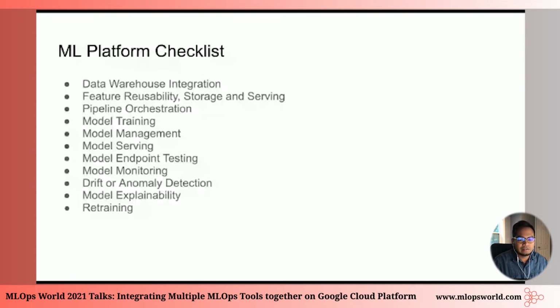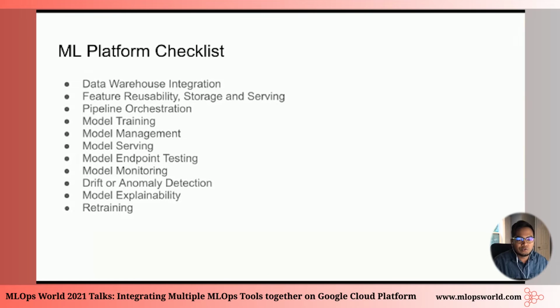The next thing is the feature store. We want to reuse features and store them in a unified manner and serve them for our model training, as well as our model serving, in low latency from a database. The next part is the pipeline orchestration. In our case, we use Airflow, and we want to orchestrate different parts of our pipelines using Airflow.